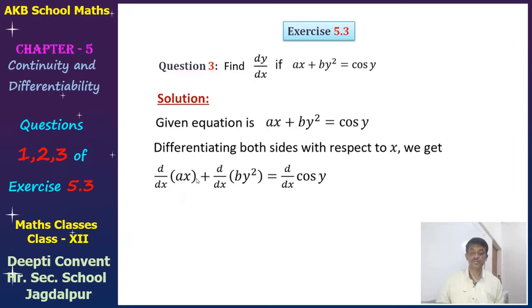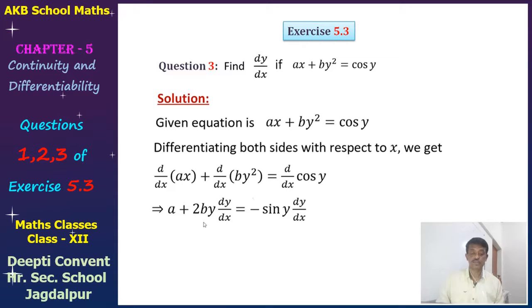Here a is constant, so a comes out, then d/dx of x is 1, giving a, plus d/dx of y square, b is constant and comes out. Y square is a composite function because y is a function of x, so first 2y, then again differentiate y with respect to x. For cos y, we get minus sin y, and again differentiate y with respect to x. Okay, a plus 2by dy/dx minus sin y dy/dx.